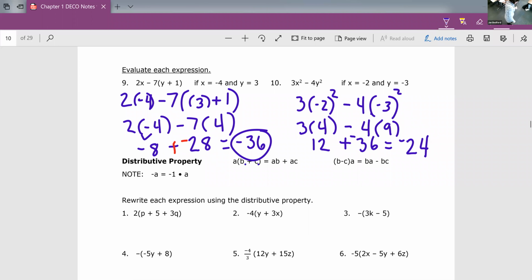Also, keep in mind, if you see that the number you're wanting to distribute is a negative number, you can think of that as -1 times that number, depending on how you're distributing. You may find that that's helpful to think of it like that, may not be. So let's look at this and see if we can distribute correctly. If we multiply everything in here by 2, what will we get? 2p.